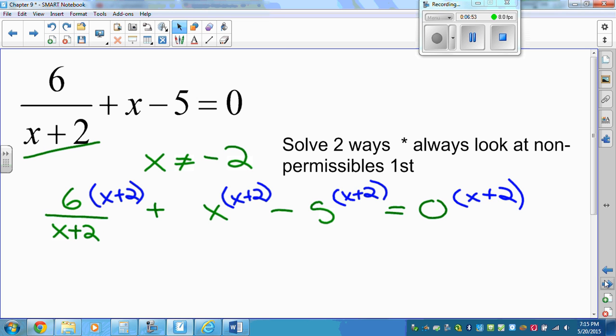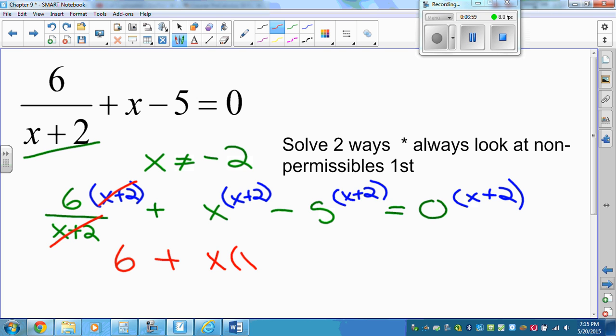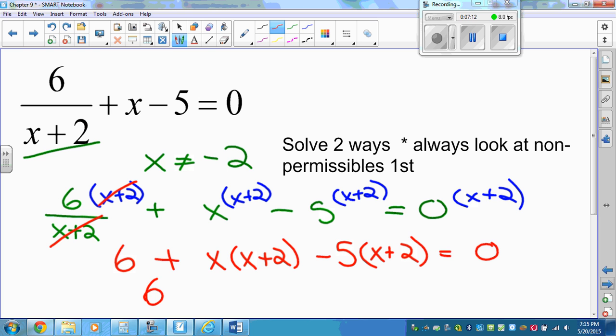Okay, when I do that multiplication, I'm just going to be left with (6 plus x)(x plus 2) minus 5(x plus 2). Here, 0 times (x plus 2) is just going to be 0. I'm going to expand and collect like terms. (6 plus x)(x plus 2) is x squared plus 2x... minus 5x minus 10 is 0.